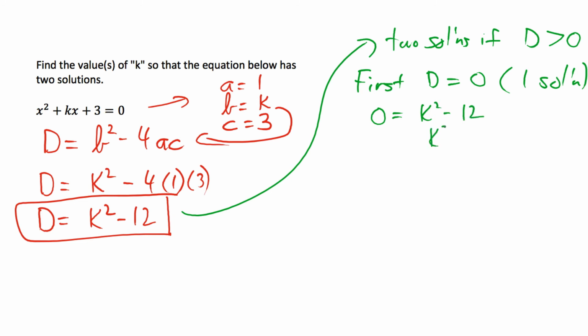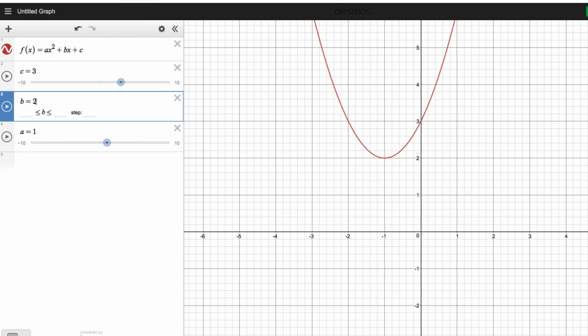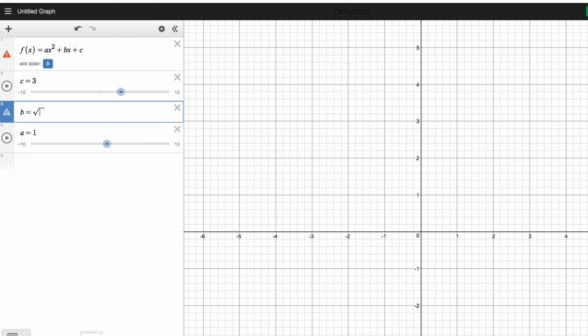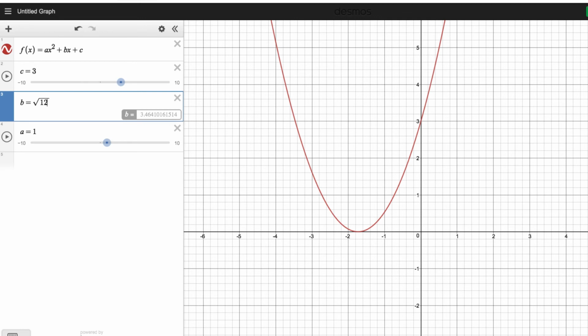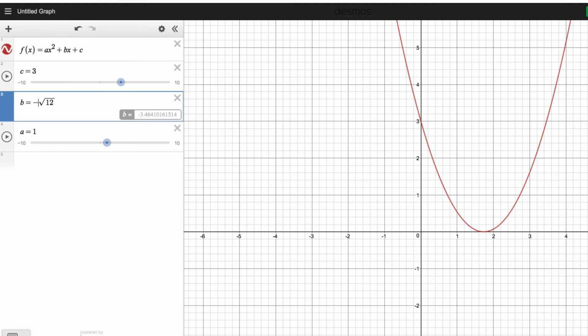And the discriminant would be 0 if I solve this equation, if k was plus or minus the square root of 12. Just to show that on our animation, if we make the b coefficient the square root of 12, you can see that we have one solution. The graph is just sitting on the axis, or negative root 12, it's over on the other side. So it stands to reason that if plus and minus root 12 gives us one solution, a value greater or less than that will give us either 0 solutions or 2 solutions.